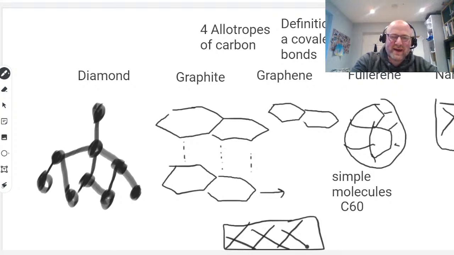Nanotubes kind of look like that. Yeah, they're very similar to fullerenes. So lubricants. The only difference between a fullerene is a nanotube can conduct electricity. High surface area to volume ratio. And they're good catalysts.